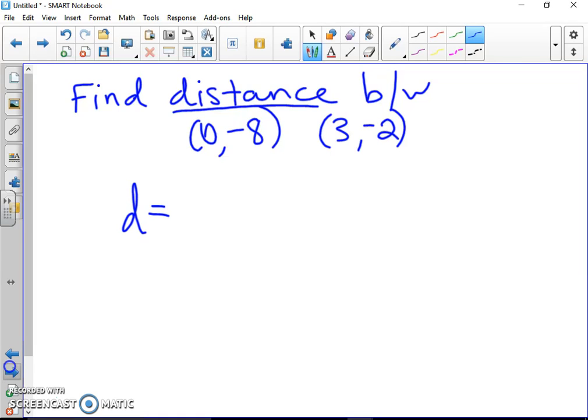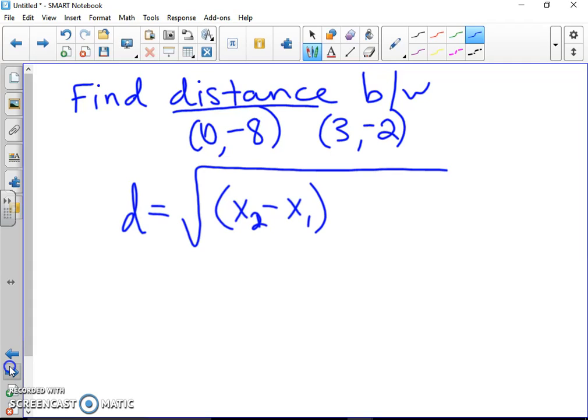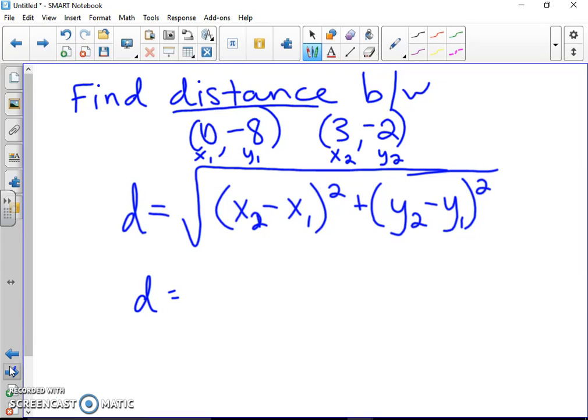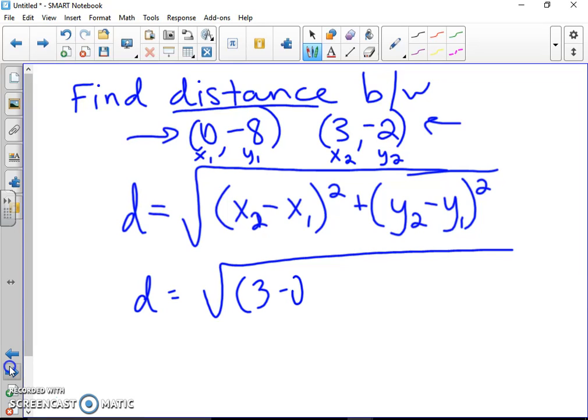So the distance formula says d equals the square root of (x2 minus x1) squared plus (y2 minus y1) squared. Remember, this x2 minus x1, y2 minus y1, it's just the difference between those points, okay? All right, so let's plug in what we know. I'm going to say that this is x1 and y1, this is x2 and y2. This is the first point, and this is the second point. So we've got a big square root. We always keep that until the very end. And I have (3 minus 0) squared plus (negative 2 minus negative 8) squared.